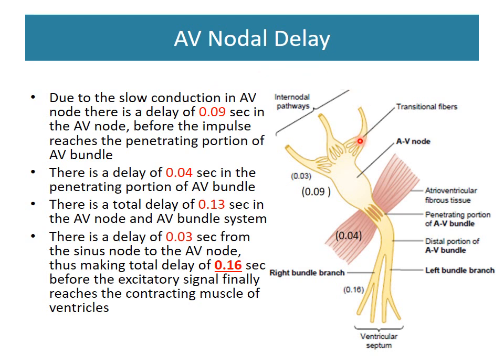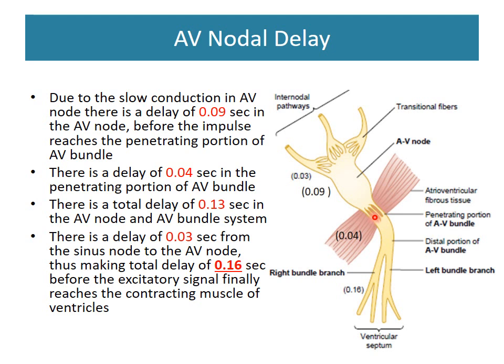Look at the diagram showing internodal pathway. Look at here, these are the internodal pathway, anterior, middle and the posterior one, three pathways or tracts. Then AV node, this is the AV node, and this red colored is atrioventricular fibrous tissue, and in the center is the penetrating portion of AV bundle, yellow colored.